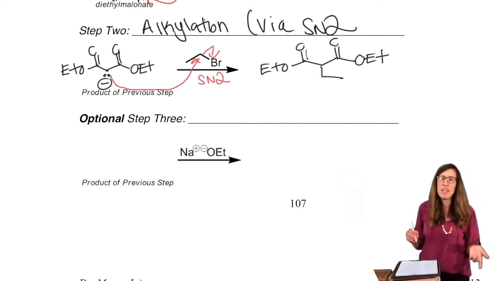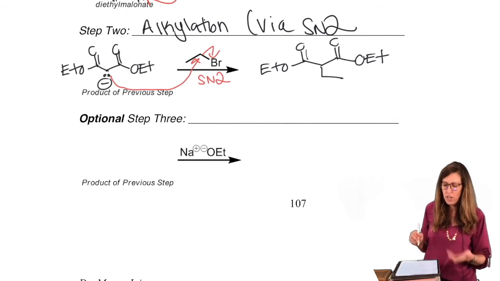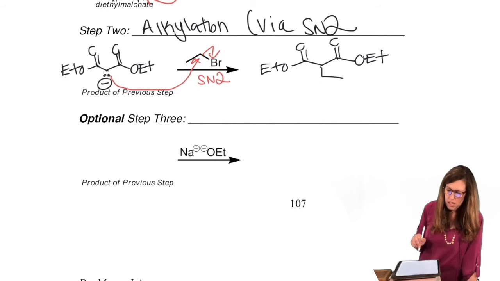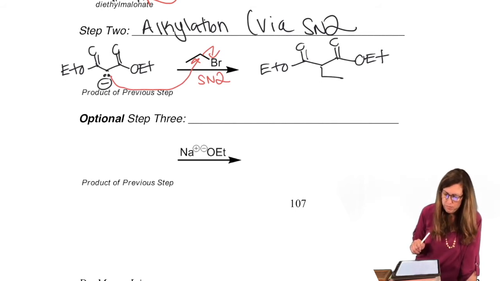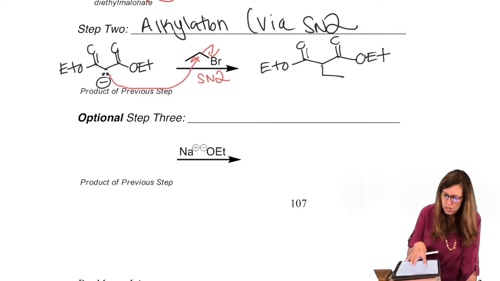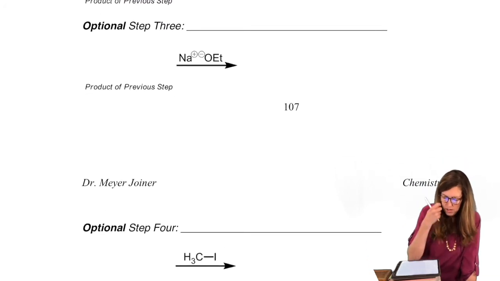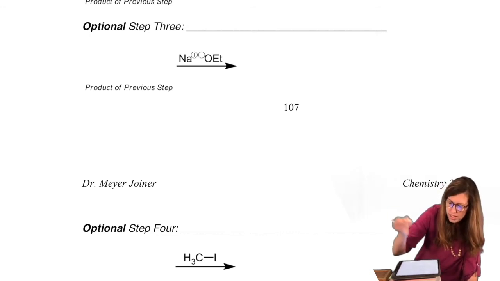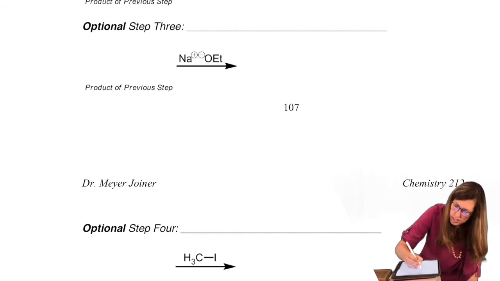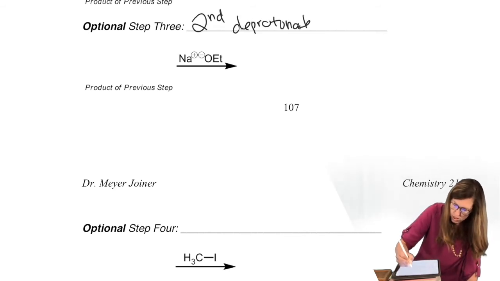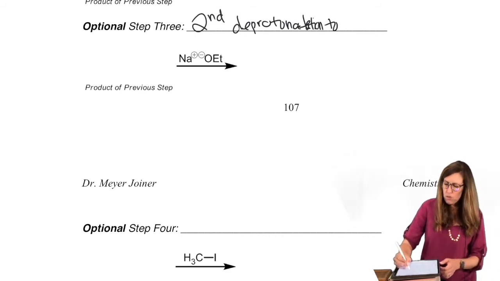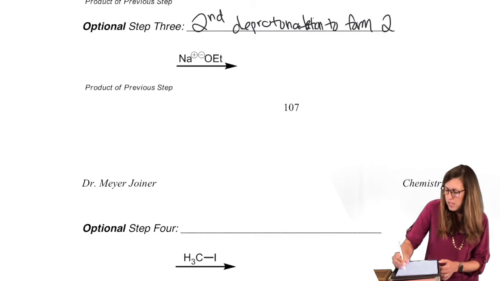Okay, step three is only applied if you're not going to go on and do the second alkylation. Excuse me, the hydrolysis at the end instead. So we can add a second R group or not. So in this case, we are. So second alkylation, second deprotonation to form second enolate.